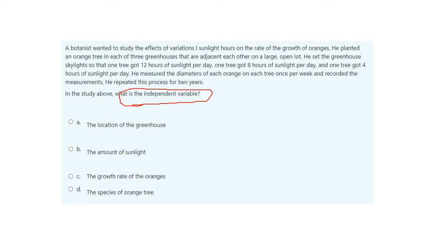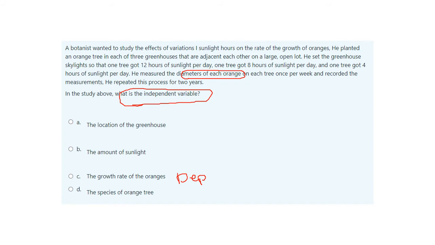A botanist wanted to study the effects of sunlight hours on the rate of growth of orange. He planted an orange tree in each of 3 greenhouses that are adjacent to each other on a large open lot. He set the greenhouse skylights so that one tree got 12 hours of sunlight per day, one tree got 8 hours of sunlight per day, and one tree got 4 hours of sunlight per day. Then he measured the diameter of each orange. He measured the growth. So the growth of the orange would be the dependent variable.